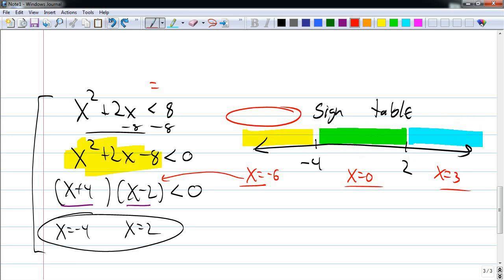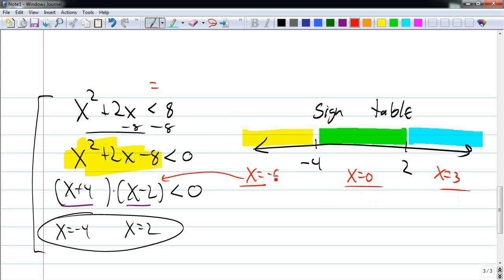So I'm going to choose an x from each region, plug it in, and see if my result is negative or positive. Okay? And guys, really, I don't care about the precise numbers, because I'm multiplying. All I care about is negative or positive, because I know that if the signs are the same, then my result is going to be positive.